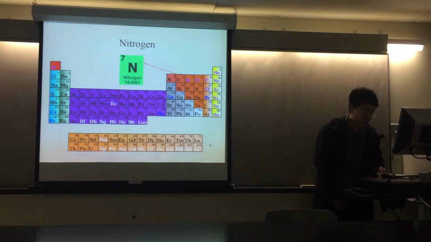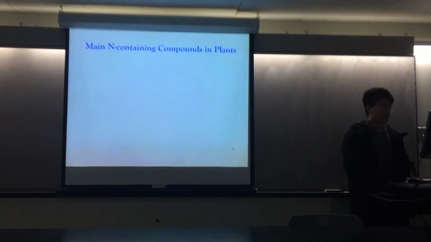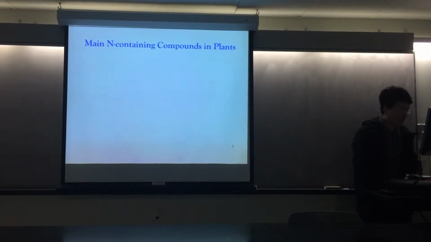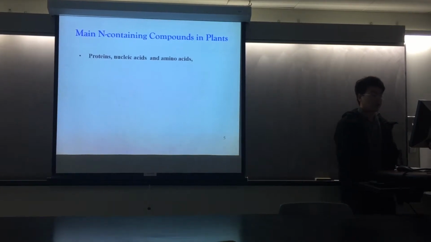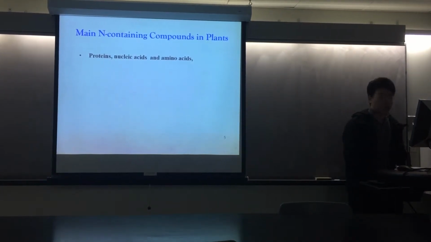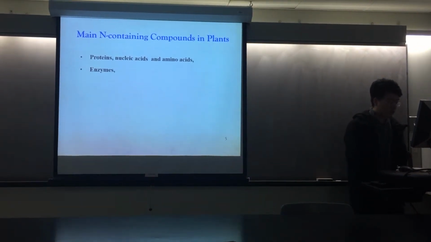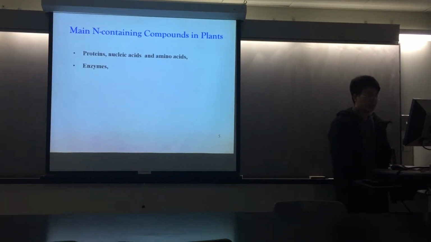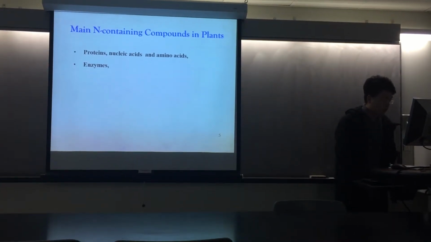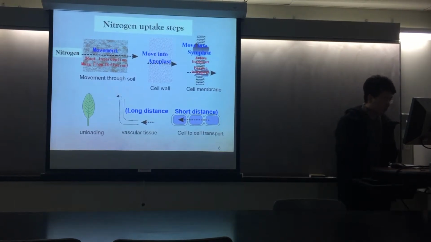First, let's see the nitrogen-containing compounds in plants. Nitrogen is one of the important parts of proteins, and it is called the life element. It is also combined in nucleic acids and amino acids, and it is important for enzymes, chlorophyll, and phosphorus.